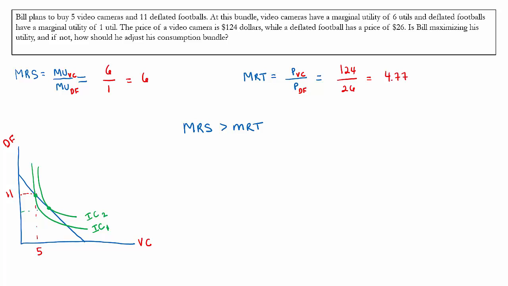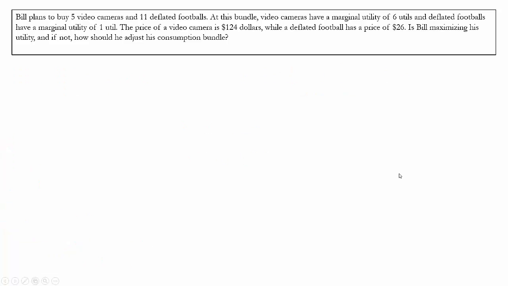His utility maximizing bundle happens at a value for video cameras that's bigger than 5 and a value for deflated footballs that's less than 11. So we're telling Bill, yeah, you're not maximizing your utility. You should consume more video cameras and fewer deflated footballs. Let me explain why this also makes sense.